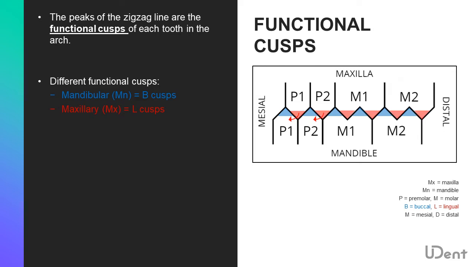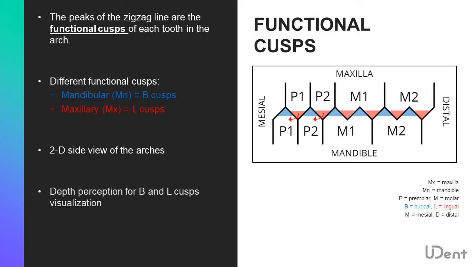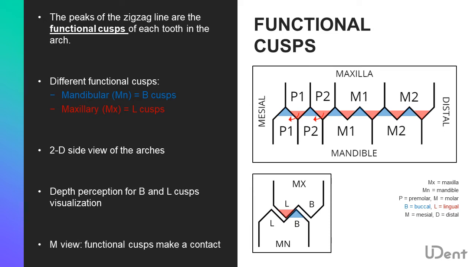You may have already noticed that the picket fence is a two-dimensional representation of a three-dimensional structure, so it does not depict the functional and the non-functional cusps of each tooth very well. The picket fence is only a side view of the arches, thus we have to mentally visualize the buccal and the lingual cusps. The figure below the picket fence is the mesial view of the posterior teeth. In this view, we can see the lingual and buccal cusps more clearly.